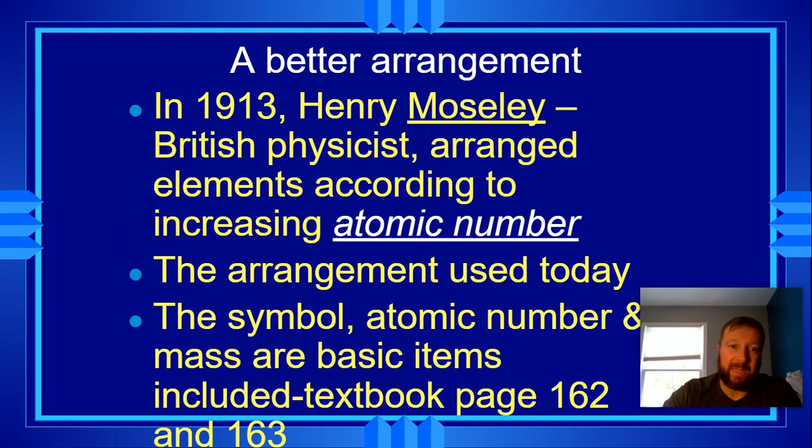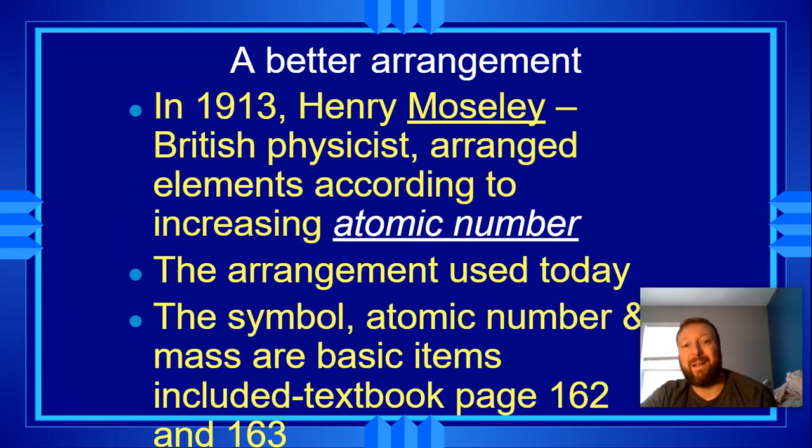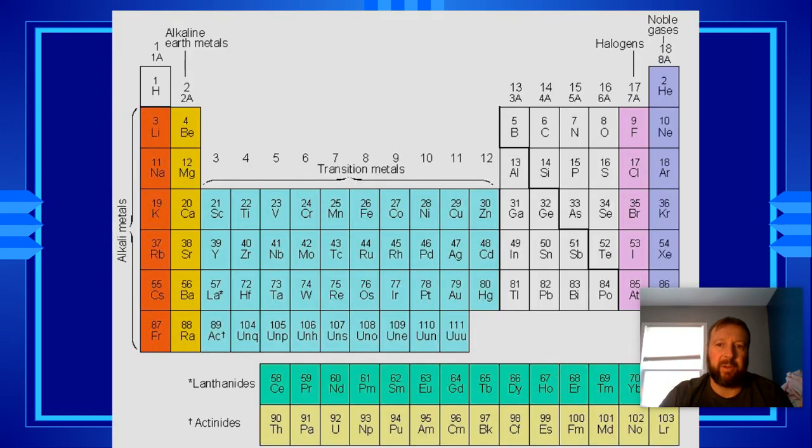The symbol, atomic number, and mass are all basic items. Now, if you do have your book, pages 162 and 163 will show you the full periodic table, as you see there. And the numbers that you see on the top are going to be atomic numbers.